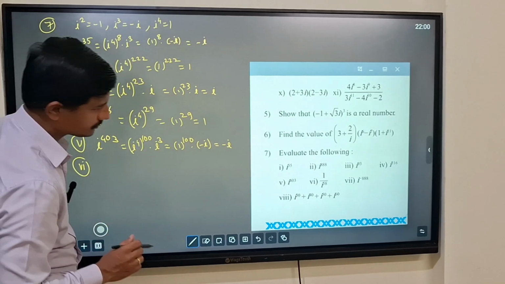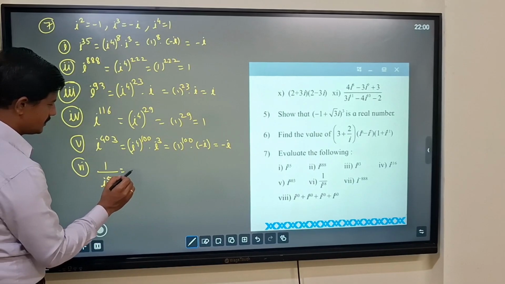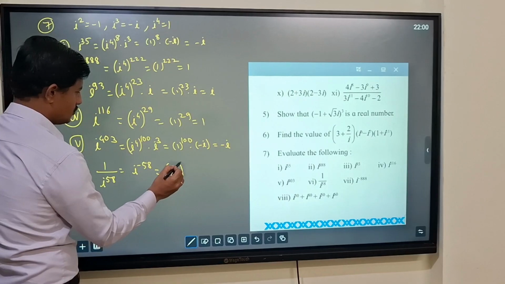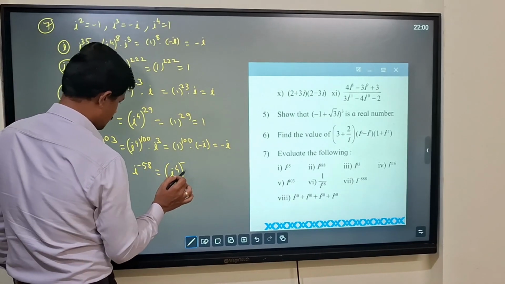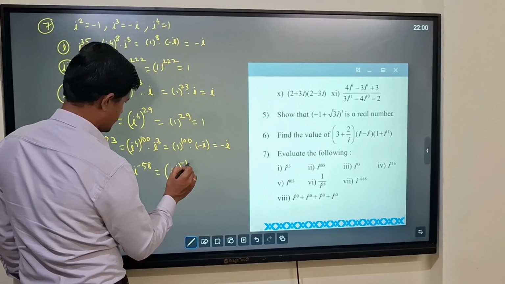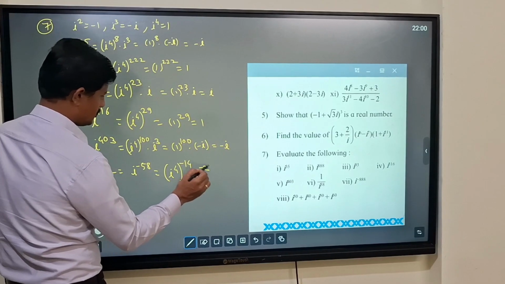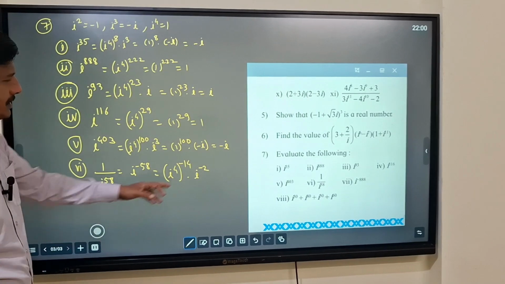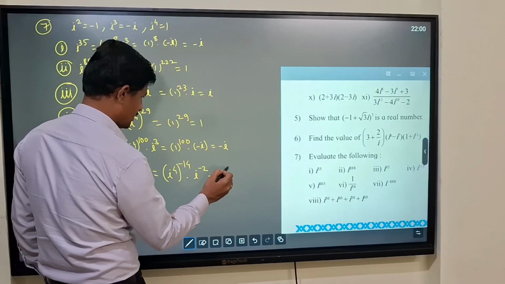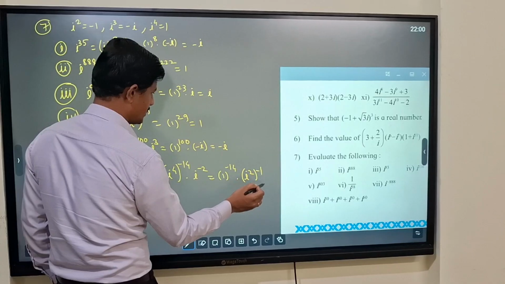Now sixth one, 1 upon i raised to 58. So this is simply i raised to minus 58. This is i raised to 4 raised to minus, 4 ones are 4 and 4 fours are 16, into i raised to minus 2. 14 fours are 56. Minus 56 minus 2 is minus 58. So we can write this like this: 1 raised to minus 14 into i squared raised to minus 1.